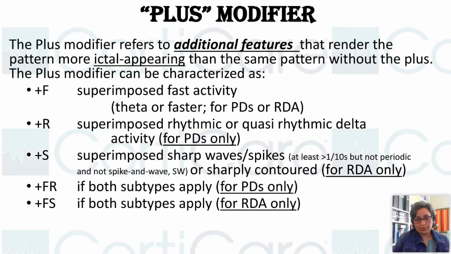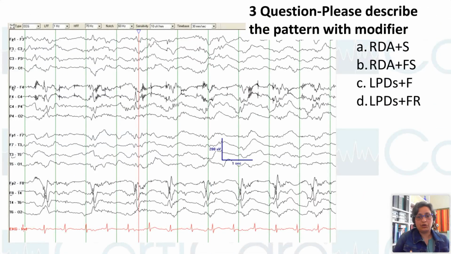So I'm not going to show you pictures of this, but I do have a couple of questions here. Based on the modifiers that we just talked about, 5 modifiers, how would you describe this pattern here? Is this rhythmic delta? Jeff, would you like to take over? You may go through the question and I'll just publish the poll so that they can start answering.